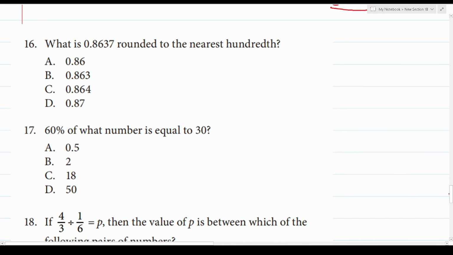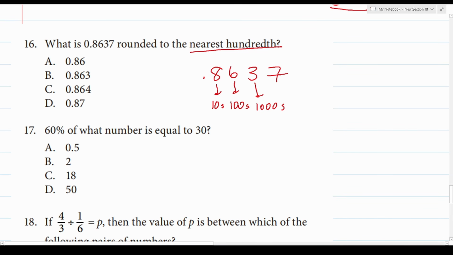All right, number 16 says, what is 0.8637 rounded to the nearest hundredth? So we have 0.8637. We want to round it to the nearest hundredth. So first we have to identify where the hundredths place is in this decimal. This 8 is in the tenths place. This 6 is in the hundredths place. This 3 is in the thousandths place, and so on and so forth.